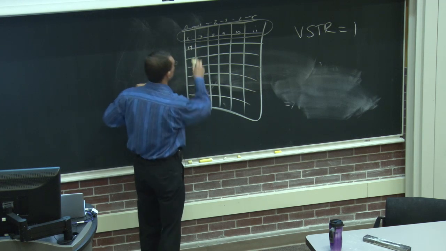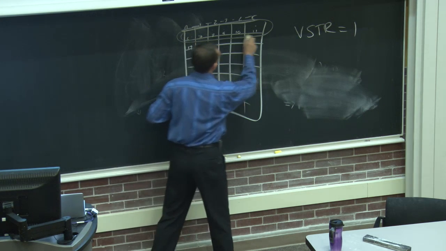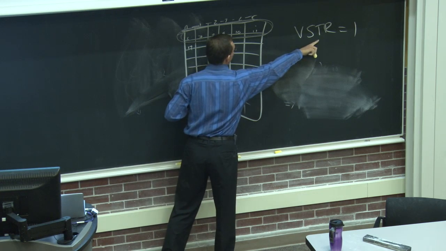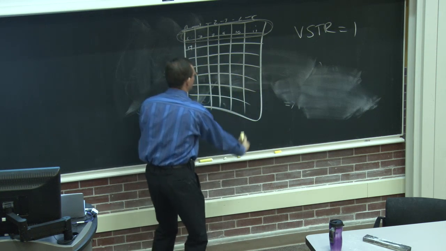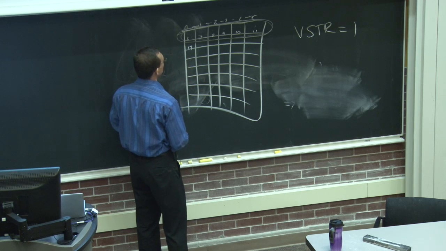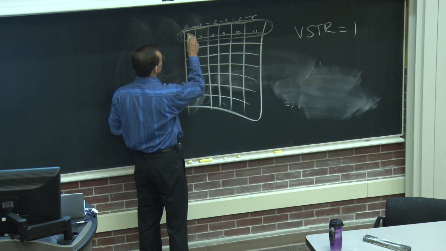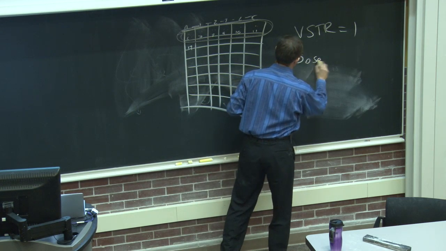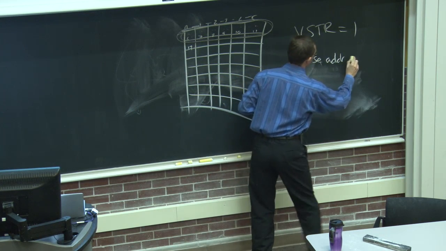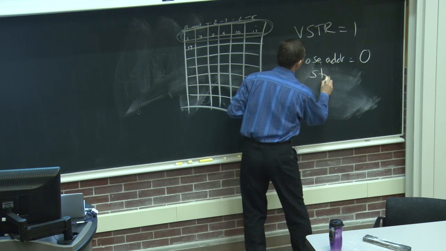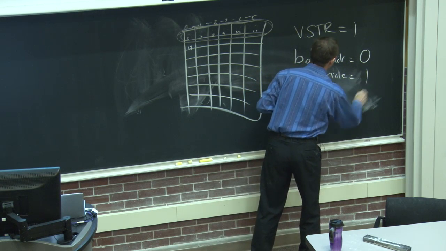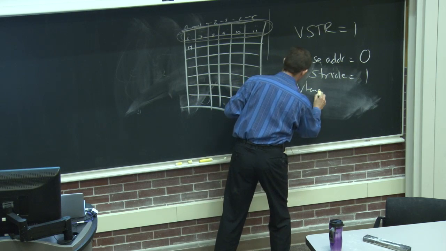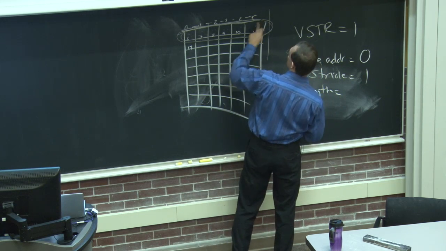Because sometimes you want to operate on this row. In that case, your stride is 1. And when you're loading this matrix from memory, you'd better load 0, 1, 2, 3, 4, 5. You specify a base address, which is 0, a stride, which is 1, and you specify a vector length, which in this case is 6.